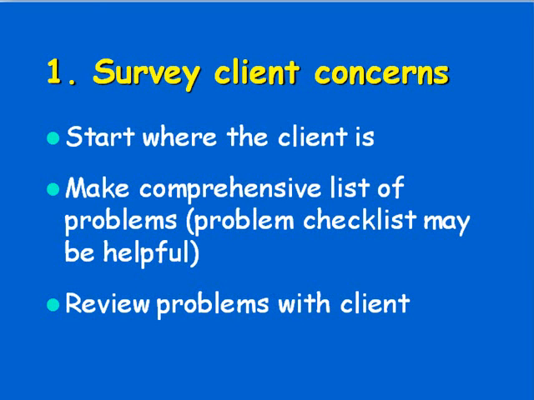The second thing you want to do, with that attitude, is make a comprehensive list of problems. Many agencies have problem checklists that may be helpful. I suggest that you make use of these when you're trying to come up with this comprehensive list. And then afterwards, it's helpful to review that problem list with the client to make sure you're on the same page and working with the same set of problems, and to make sure that you've heard them and they understand what you're going to be working on.